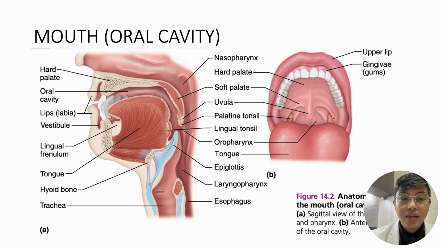Makikita nyo rin dito, important structures would be your lingual frenulum. Your lingual frenulum is the fold of mucous membrane that secures the tongue at the base of the oral cavity. Remember that your tonsil is very important because it is a lymphatic organ that will protect the body from certain microorganisms. So, ito yung mga important structures in your oral cavity.